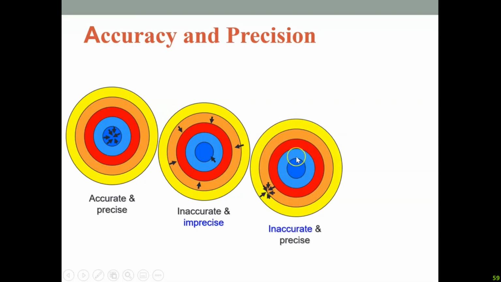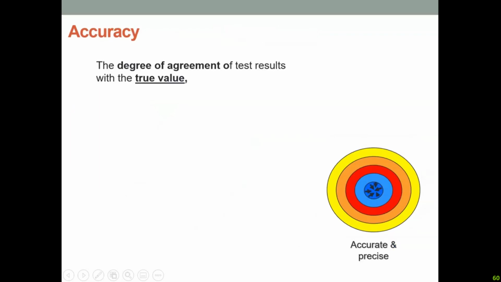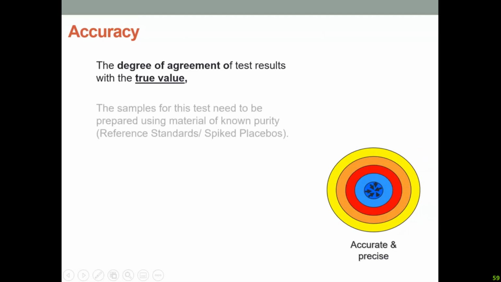Here we are inaccurate, we didn't hit the bullseye, but we are very precise because all of our results are close together. And in this one, we are accurate because we're hitting in and around the bullseye, but we are imprecise because our results are not all targeted together. So accuracy is the degree of agreement of a test result with the true value. Again, you can see we've got accurate and precise here in our diagram.